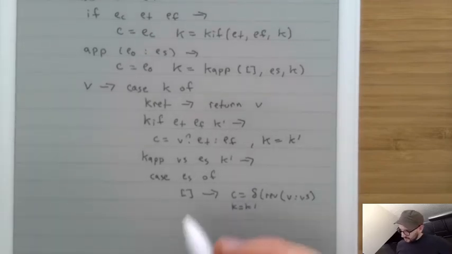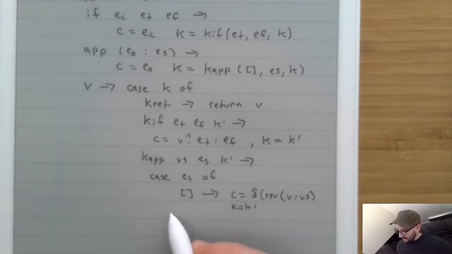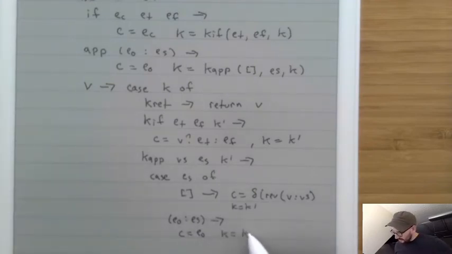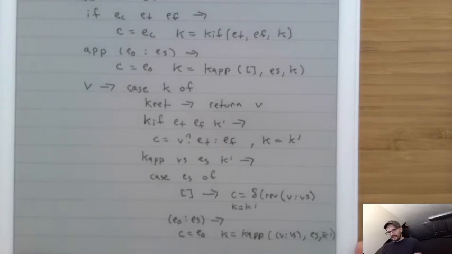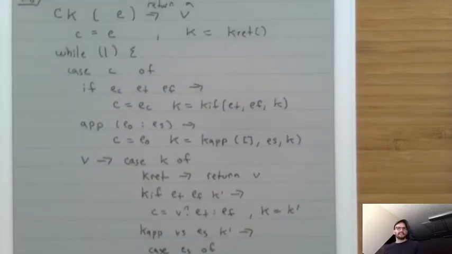And if it's not empty, then that means there was at least one thing inside of there, in which case C equals that first thing, and K is going to equal K-app of sticking this V on top of the list, leaving these things alone, and then having K prime inside of there. This right here is the entire CK machine written in basically code that's like C.